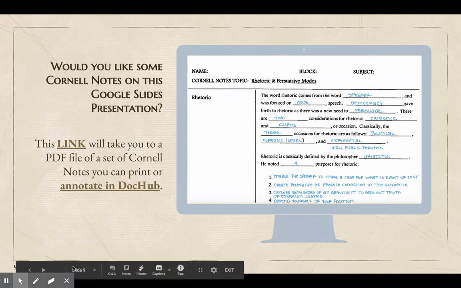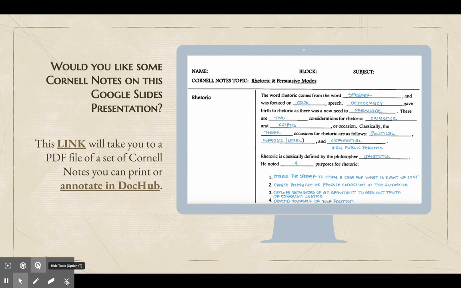All right, guys, thanks for taking this review with me of rhetoric and persuasion. And remember, rhetoric equals persuasion, but fact does not equal truth.